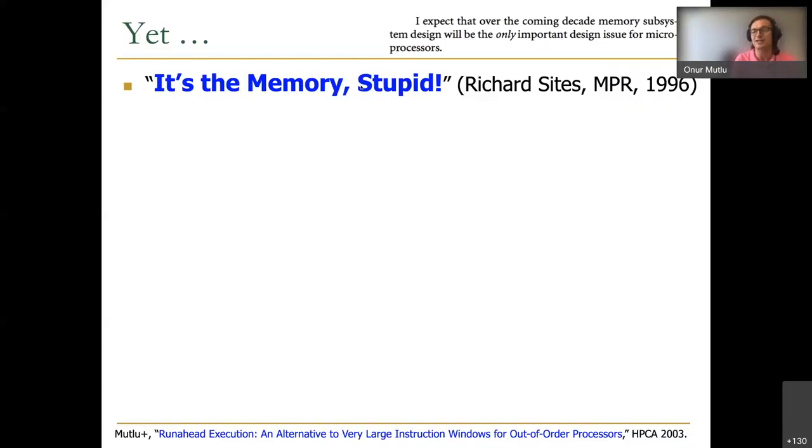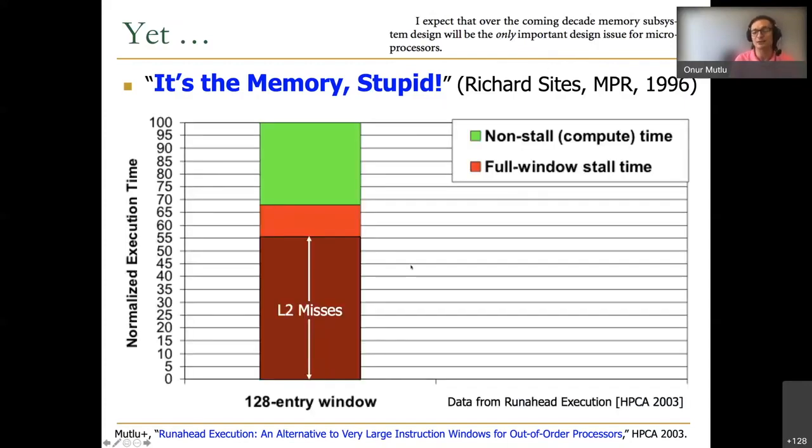Why? It's waiting for data to come back from memory. And he basically said that he expects over the coming decade, memory subsystem design will be the only important design issue for microprocessors. And I think we need to keep that perspective going into the future. This is data from my own PhD thesis.